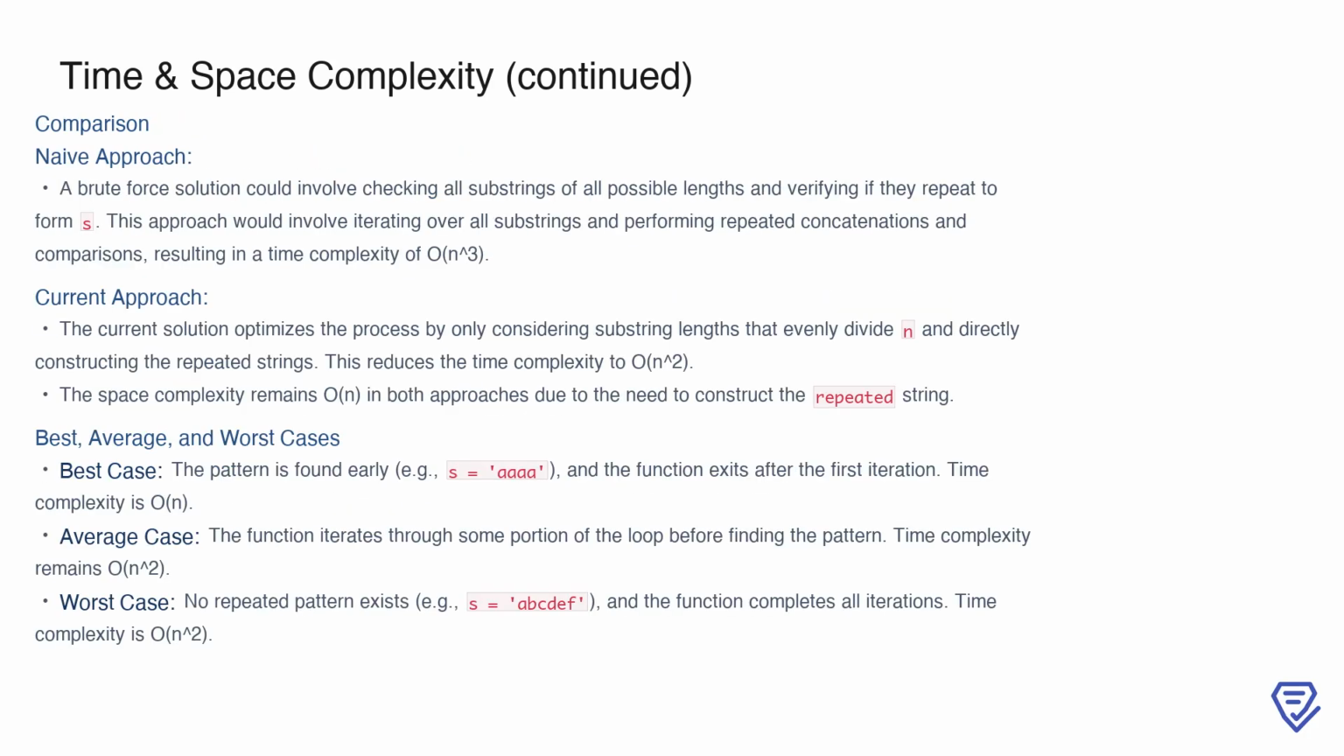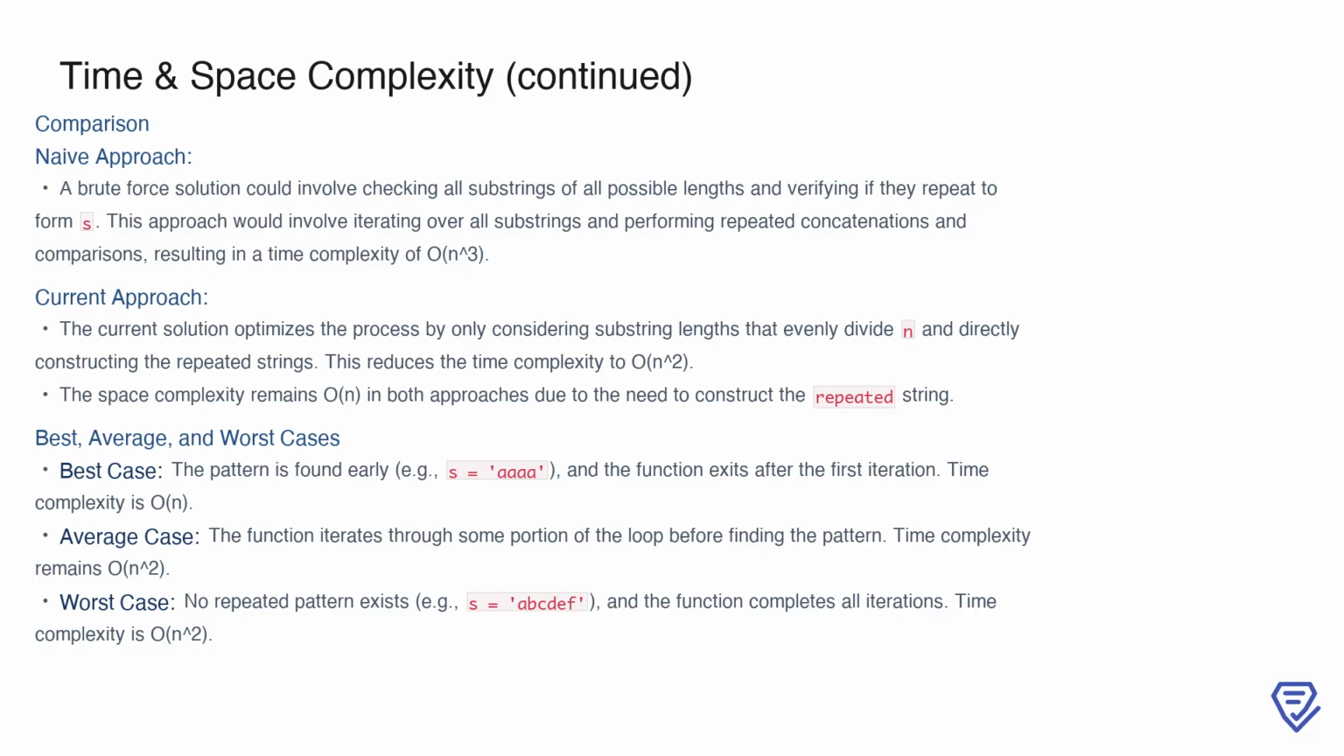When comparing the current approach to a naive solution, the differences in efficiency become clear. A brute force method would involve checking all possible substrings of all possible lengths, concatenating these substrings repeatedly, and comparing them to the original string. This approach would require iterating over all substrings and performing repeated operations, leading to a time complexity of O(n cubed).